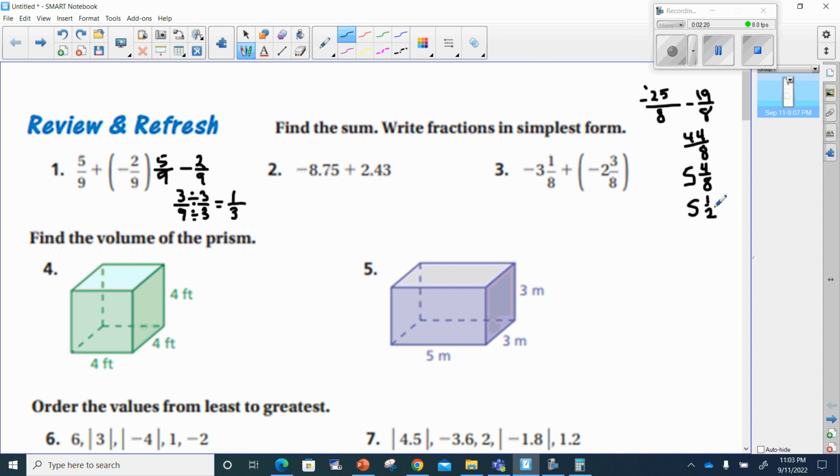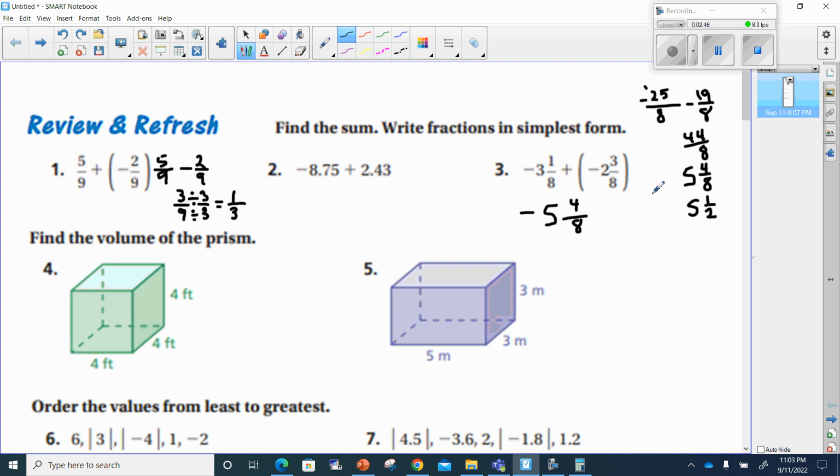The other way I could do this is we realize, remember, when my signs are the same, I find the sum. 1 plus 3 is going to give me 4. 8 is my denominator. And then we got 3 plus 2 is 5. And the other rule is when my signs are the same, not only do I find the sum, but I keep the same sign, right?